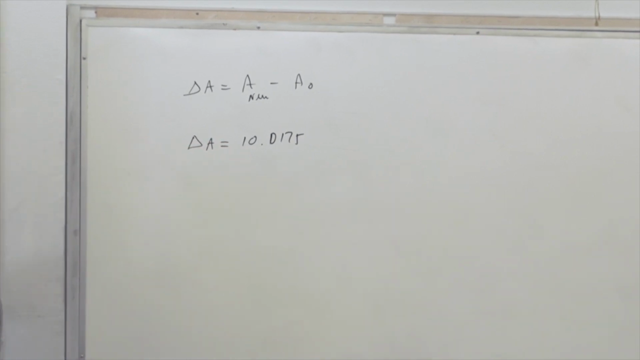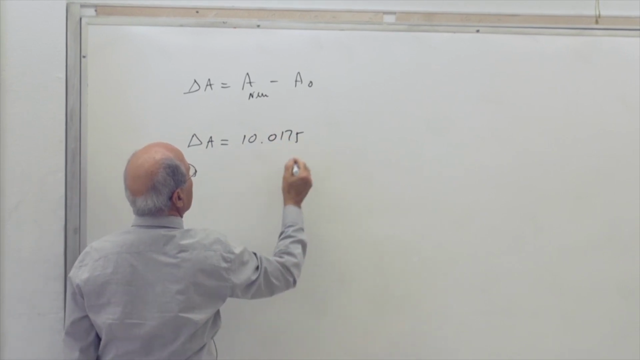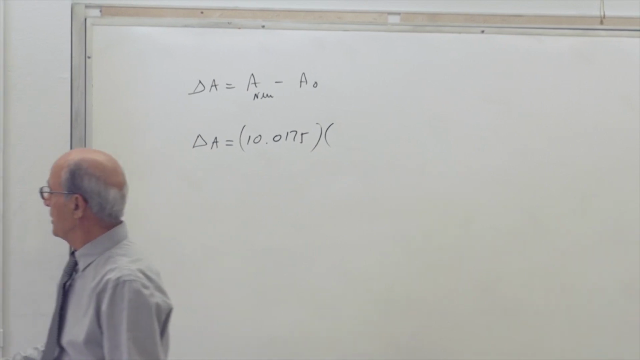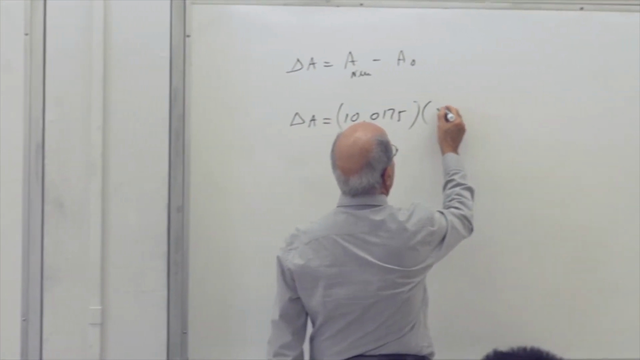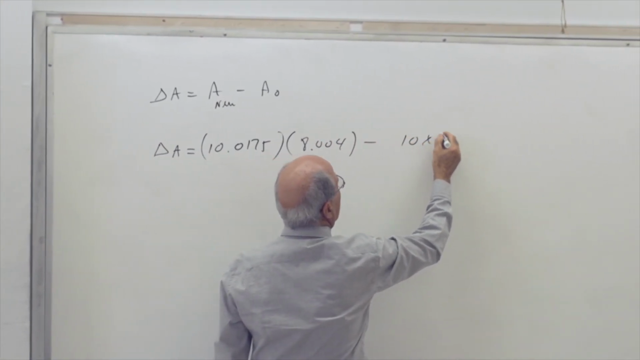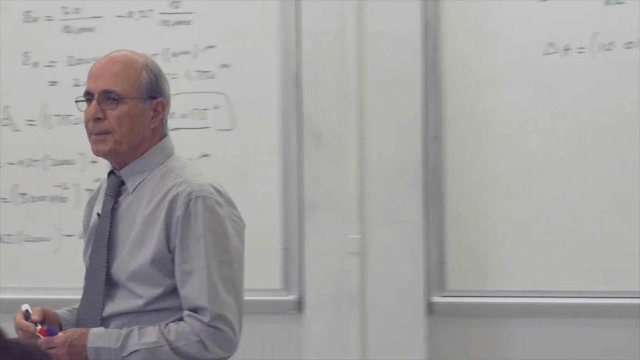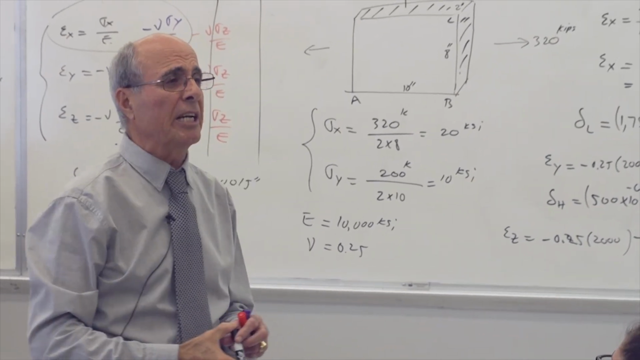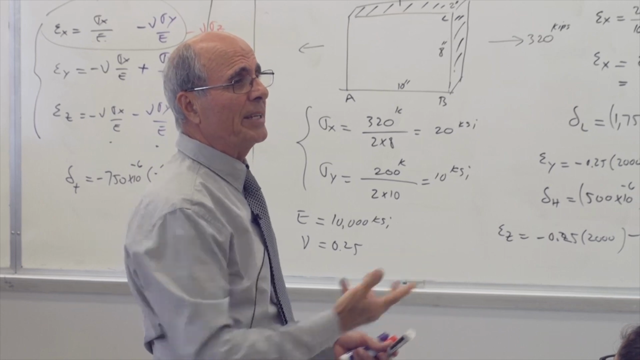Yes or no? So after deformation, 10 inch becomes 10.017 multiplied by 8 inch plus, 8 inch how much? 8.004. Yes or no? Minus 10 by 8 original length. That is the change in the area. Would it work? Maybe, maybe not. If you carry your calculator to a 12-digit decimal point, maybe you get an answer there.